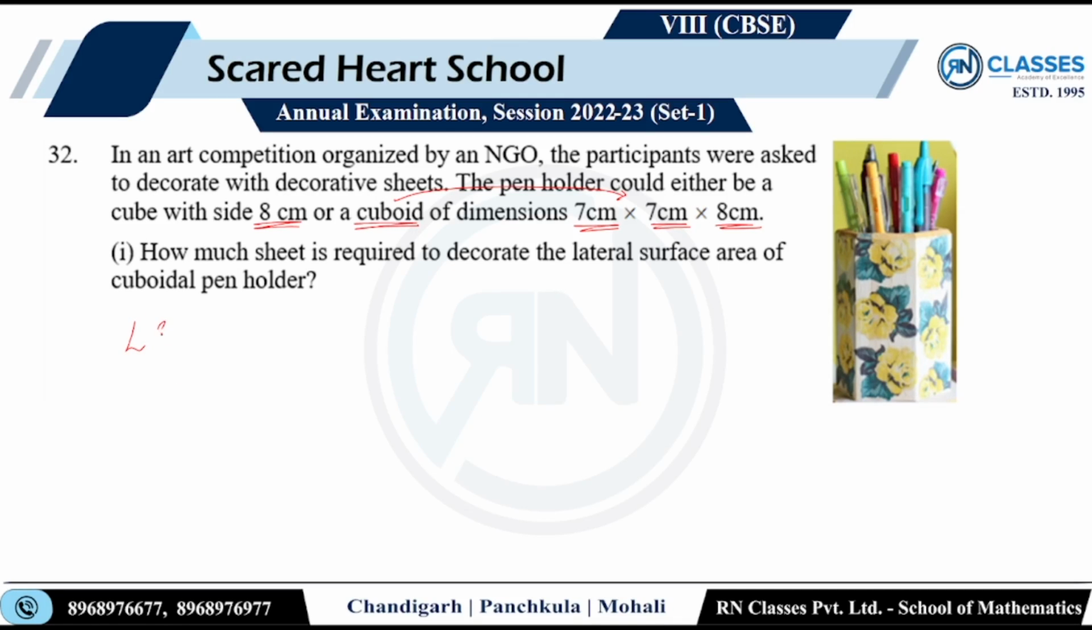How many sheets are required to decorate the lateral surface area of a cuboidal pen holder? मेरे को लेटरल सरफेस एरिया लेना है क्यूबॉइडल पेन होल्डर का, ठीक है। अब इट इज क्वाइट सिंपल, 2h into (l plus b), राइट। सो 2 हाइट दी हुई है 8, l and b are 7 and 7. This becomes 16 into 14, which is 224 centimeter square.